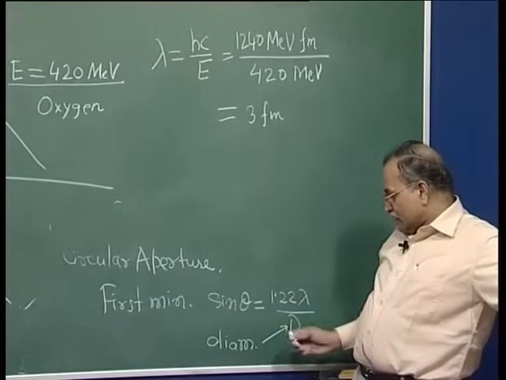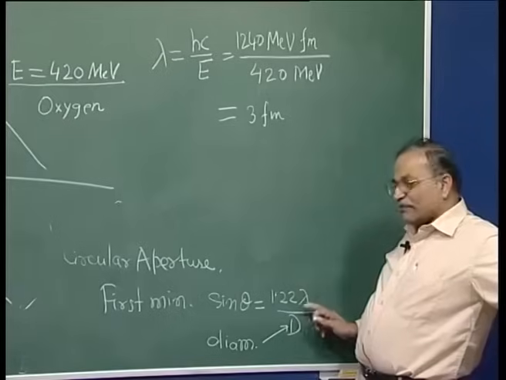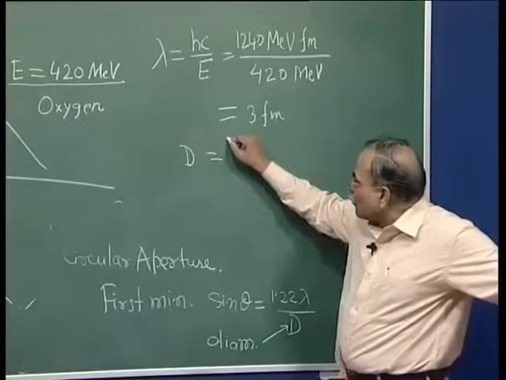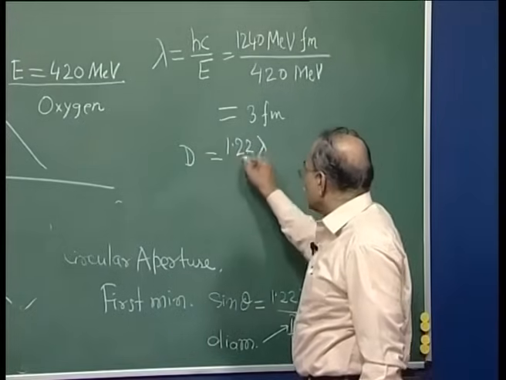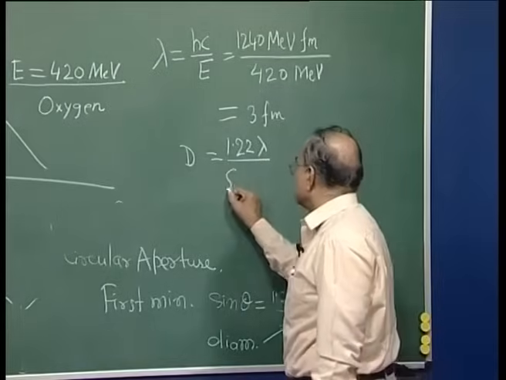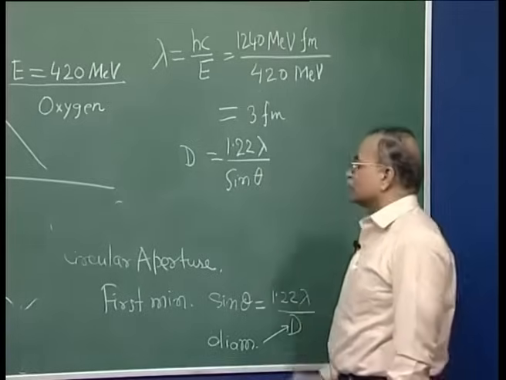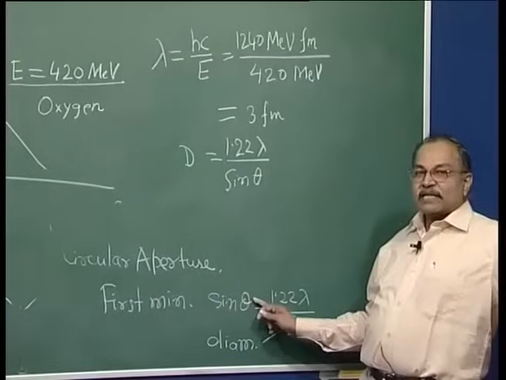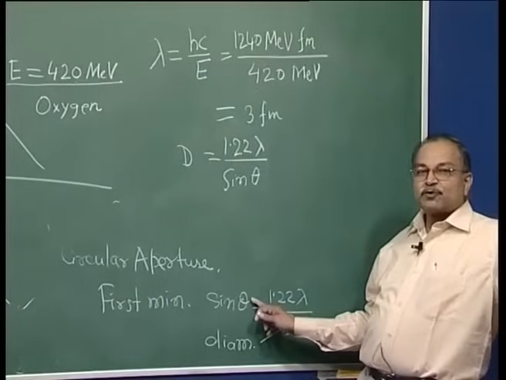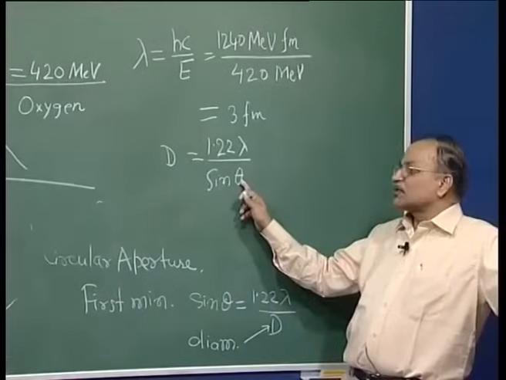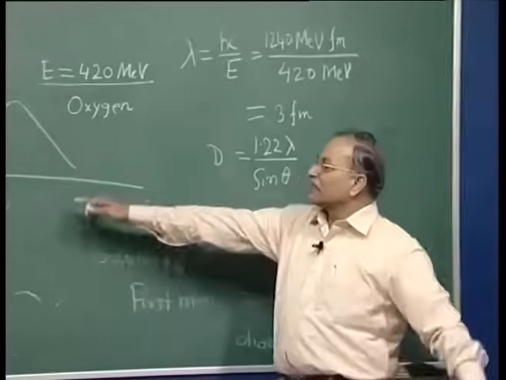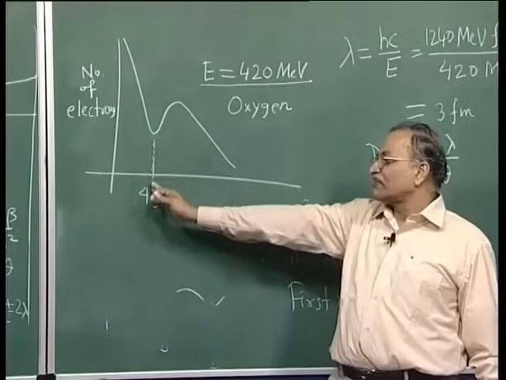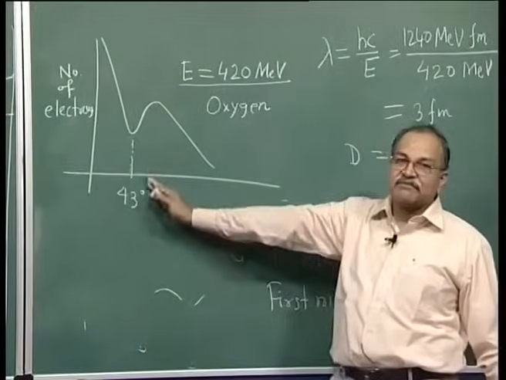And then sin theta is 1.22 lambda by d. So from here d is equal to 1.22 lambda over sin theta. Which theta? What happens at this theta? At this theta the intensity drops to 0. So this theta corresponds to the angle where the intensity drops to a minimum. So this theta here is 45 degrees. So let us take this as 45 degrees.